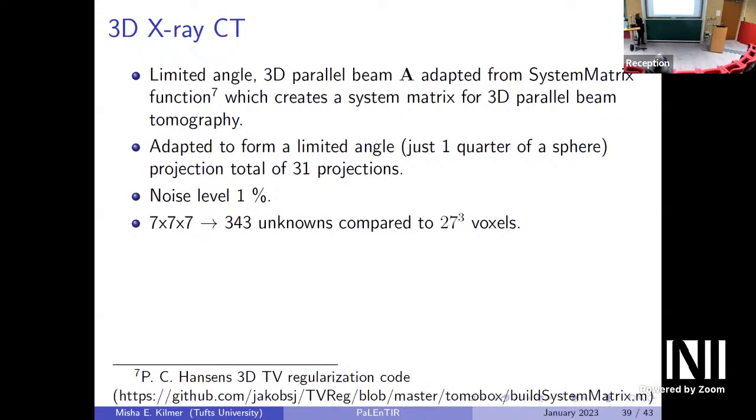Our grid now is a 7 by 7 by 7 grid. And so this is 343 total unknowns versus 27 cubed voxels if I were going to reconstruct for every single voxel. It's a noise level of 1%. So we're using about a quarter of a sphere worth of projection information. So it's definitely data limited.